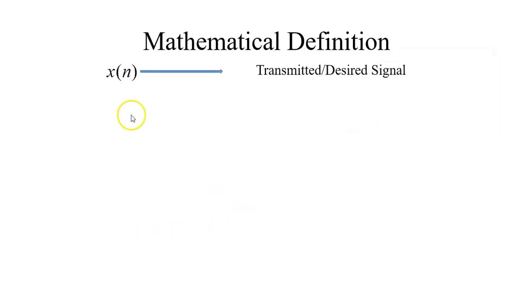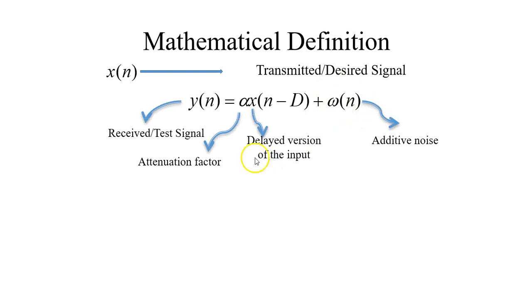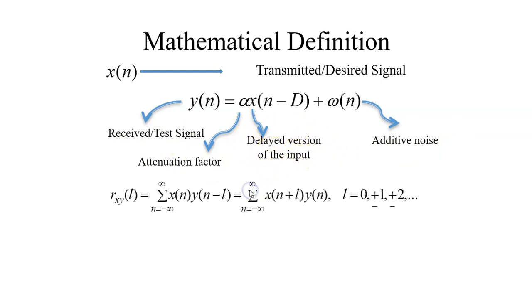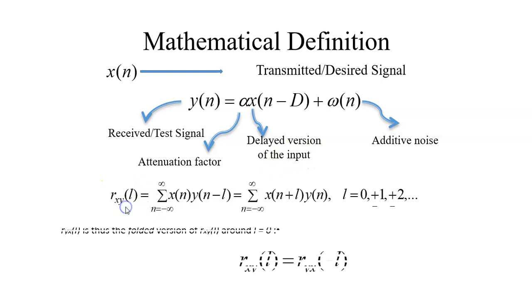Mathematical definition: this is x of n, the transmitted desired signal. Y of n equals a x of n minus d. This is the effect of delay, and this may be the effect of frequency, the effect of noise, and mainly it is the additive Gaussian noise. So this is the received signal: the attenuation factor, the additive noise, and the delayed version of the input. And this is the output of the cross correlator to compare between x and y.